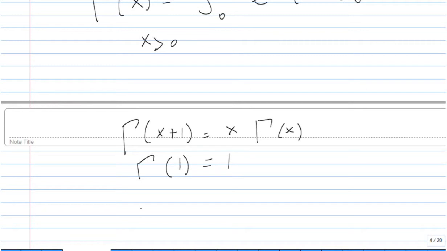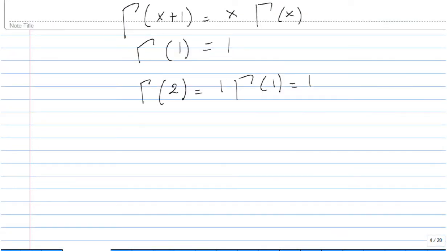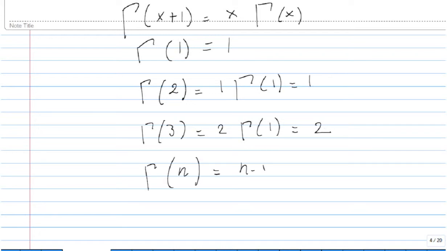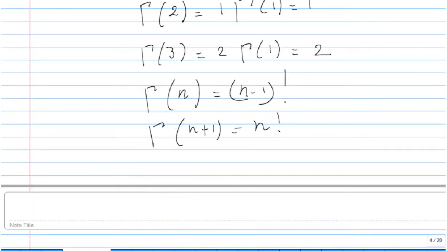So now from here, we get that gamma of 2 is 1 times gamma of 1, which is 1, times 1. Gamma of 3 is equal to 2 gamma of 2, which is 2. And it's very easy to see that gamma of n is n minus 1 factorial. Or if you want, gamma of n plus 1 is n factorial. So this function gamma is seen as an extension of the factorial function. That's if you take the factorial function defined on the natural numbers and you want to extend it to the real numbers. So the gamma function is a wonderful tool.